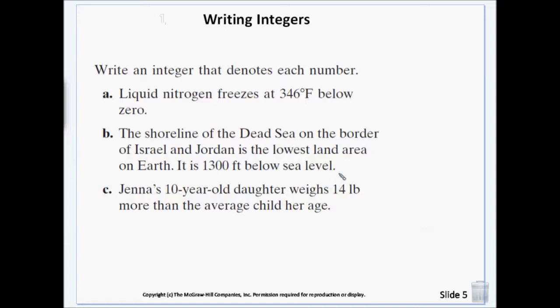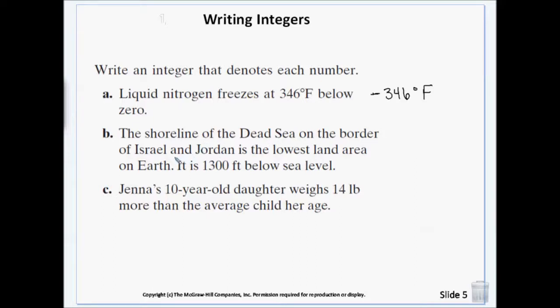If you're below sea level, which is considered 0. So here we have liquid nitrogen freezes at 346 degrees below 0. Now if you think about that, water freezes at 32 degrees. So 0 is actually below what we consider freezing point. And then we'll go 346 more cold than that. So this is going to be negative 346 degrees Fahrenheit.